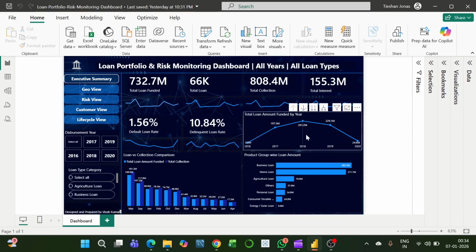To summarize, this dashboard demonstrates how Power BI can be used not just for reporting but for strategic decision making. It enables businesses to first monitor portfolio health in real time, second identify high risk segments early, third optimize product and regional strategies, and lastly, fourth improve customer lifecycle management.